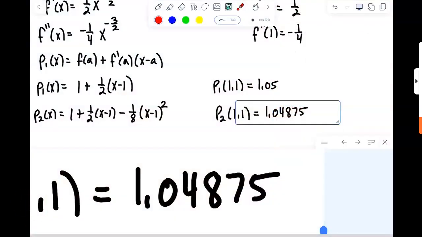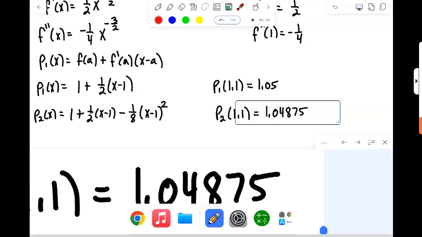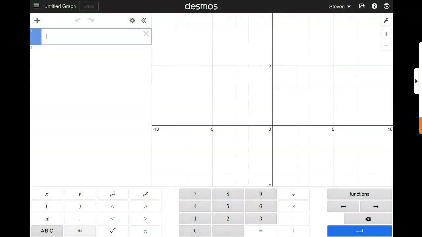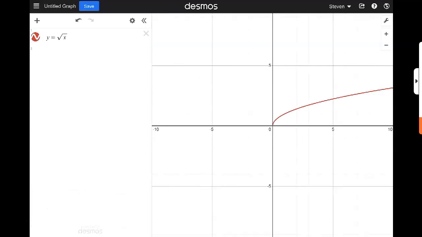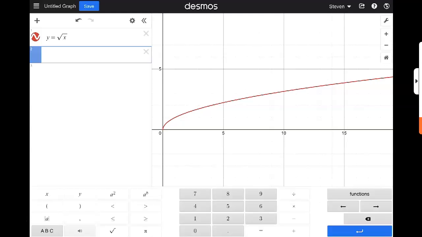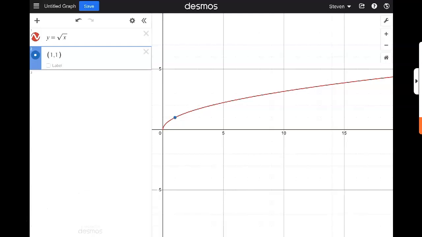Okay, so you can see how these approximations do improve as we continue on. In fact, you can see this a little better if we look at this from a graphical point of view. So if we put, first of all, our square root function as our first graph. So there's our square root of x function, right? And we're approximating this at the point (1, 1), right? That's the point we're looking at.